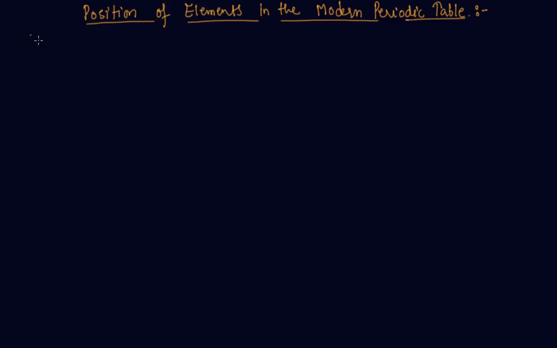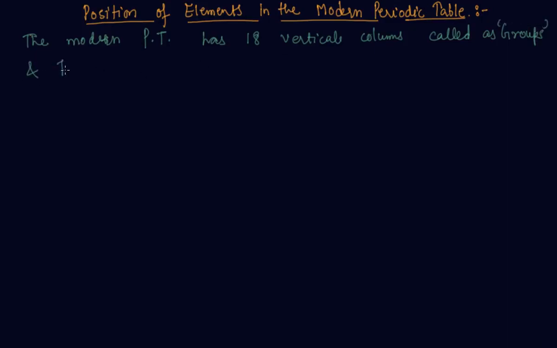Okay, so the modern periodic table has 18 vertical columns called groups, and 7 horizontal rows known as periods.